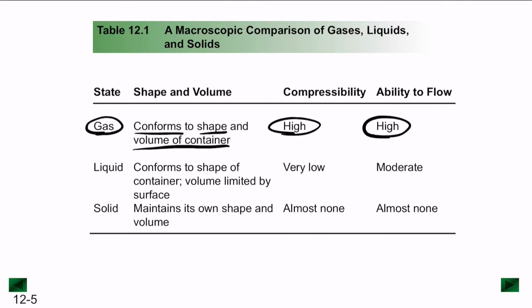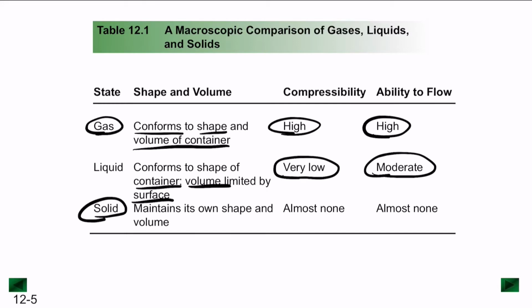Liquids conform to the shape of the container, but the volume in general is only limited by its surface. So however high the surface is, that limits the amount of volume that it can occupy. Compressibility is generally very low, and it has a moderate ability to flow because it can only flow until a certain extent where its viscosity can overcome the friction. After that, it does not flow.